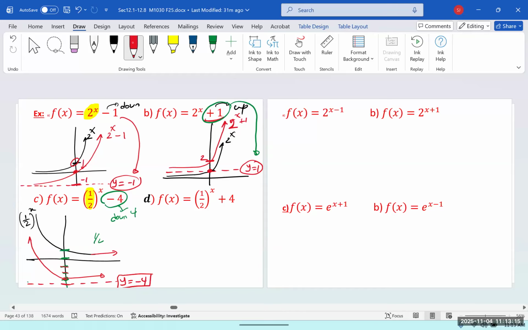Instead, we are going to do horizontal shifting. Now we have a number next to the x.